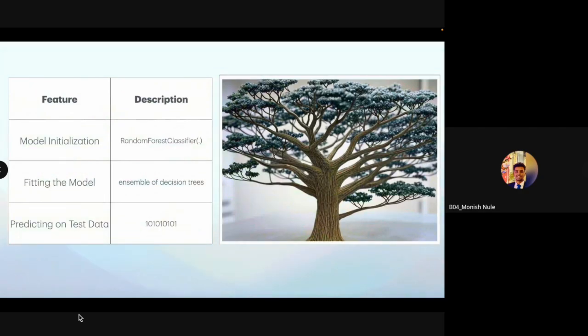So about this random forest, this is a model initialization where we can initialize a model with the random forest classifier, mentioning everything inside the parenthesis, fitting the model, assembling the decision tree to it, and predicting the test data in the form of 0 and 1.